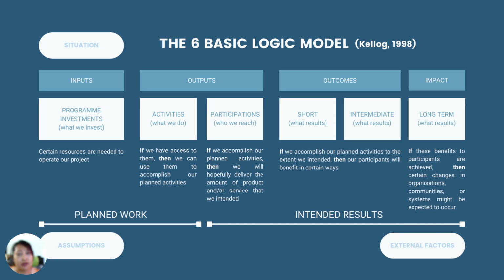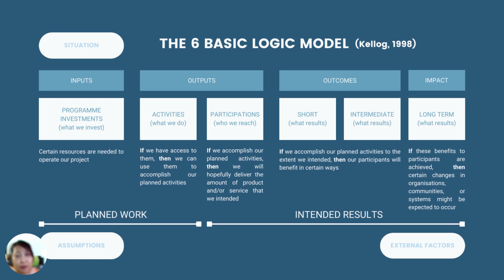So logic models, when read from left to right, describe project fundamentals over time from planning to results, following the chains of reasoning or if-then statements that connect the project's parts is what reading a logic model entails. The diagram here depicts how to read the basic logic model. So we start with inputs. Certain resources are needed to operate our project. If we have access to them, then we can use them to accomplish our planned activities.